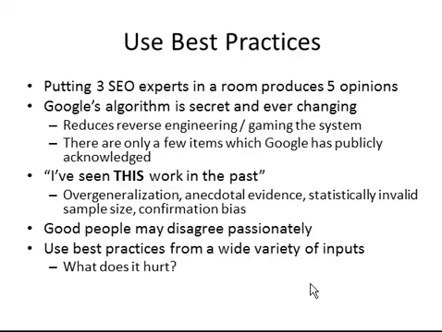Use best practices. The best way to survive Google's changes is to use solid best practices. But let's get real. While there is a good deal of consensus on many issues, there is also a good deal of disagreement among SEO experts on the relative importance of various techniques. If you put 3 SEO experts in one room, you are likely to get 5 different opinions about what is important. Google keeps its exact search algorithm very secret.